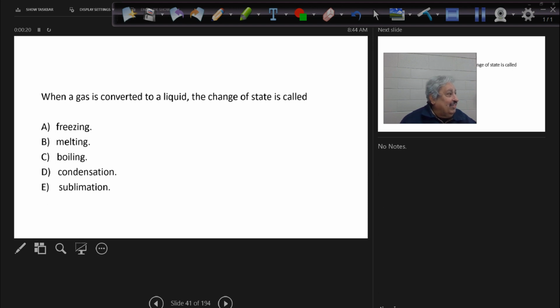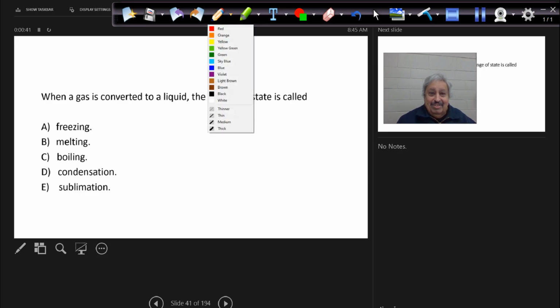Now, what if I have a gas going to solid? What do we call this, without going liquid? There's no multiple choice there. Here, listen, listen. Calm yourselves down. So here it is.